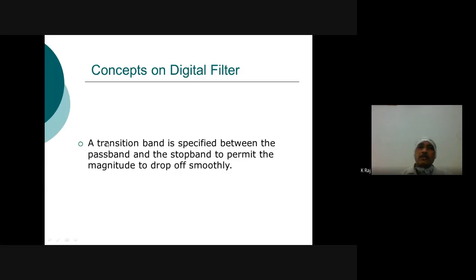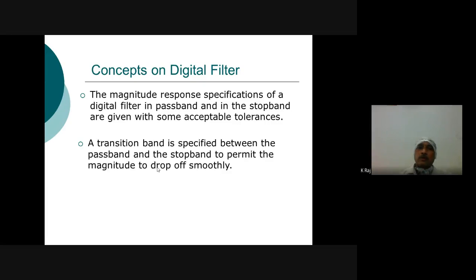A transition band is specified between the pass band and stop band to permit the magnitude to drop off smoothly here, and the magnitude response specifications of a digital filter in the pass band and in the stop band are given with some acceptable tolerances. So these are the three parameters which are introduced during the specification of any filter, from the ideal condition to the practical approach.